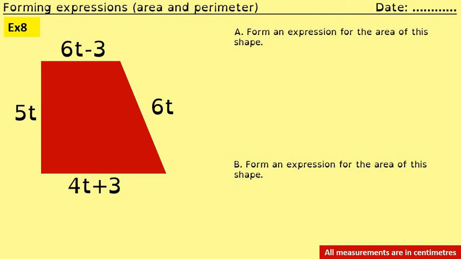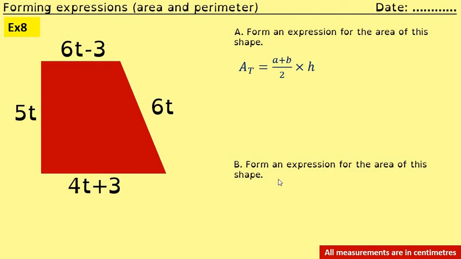So for a trapezium's area, you learn this formula. We usually learn this formula first. A plus b over 2 times h. H is the perpendicular height, and then a and b are your parallel edges. So these two edges here, 6t take away 3 and 4t plus 3, they are parallel to each other. If I was to carry on this line here and this line here, these lines would never meet. So they're the parallel edges. And our height over here, 5t, is perpendicular to those. It's at a 90-degree angle.